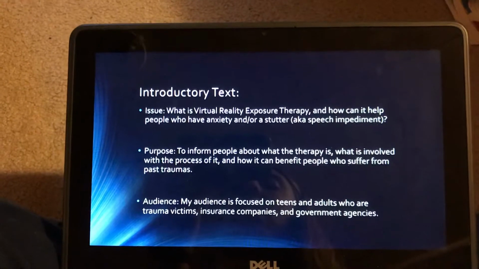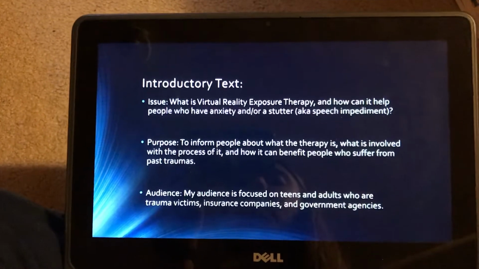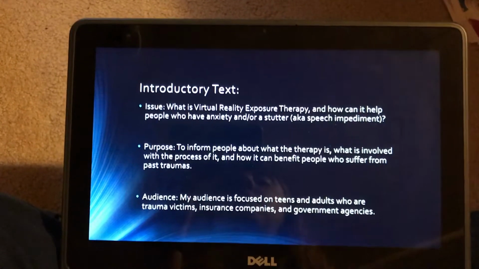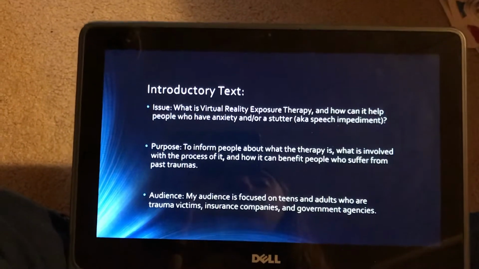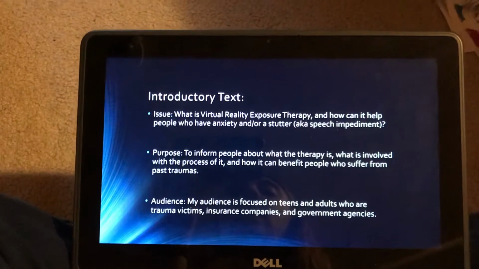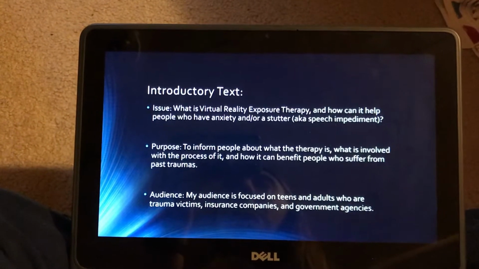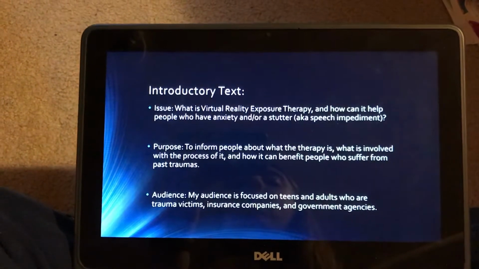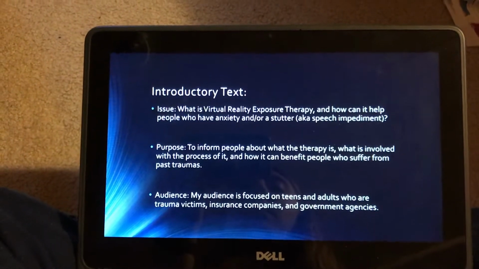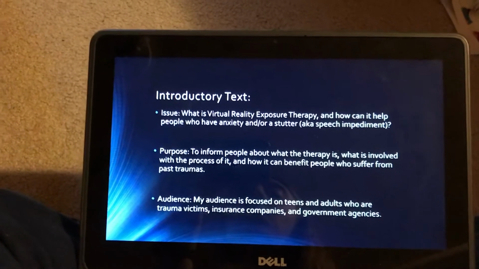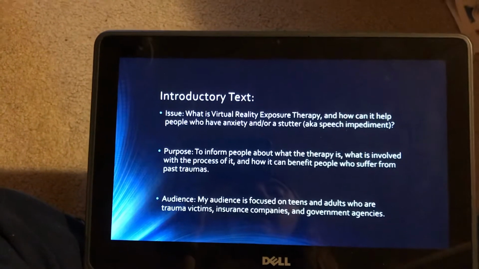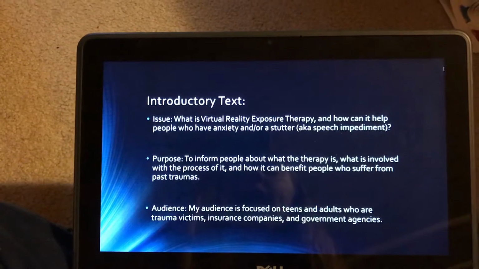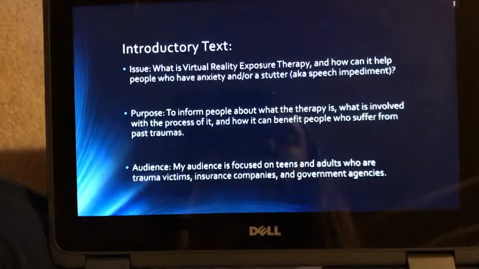The purpose of my paper is to inform people about the therapy and what is involved with the process of it and how it can benefit people who have suffered from past traumas. The audience I have decided to focus on is teens and adults who are trauma victims, insurance companies, and government agencies.